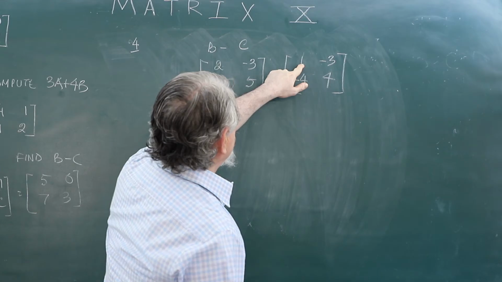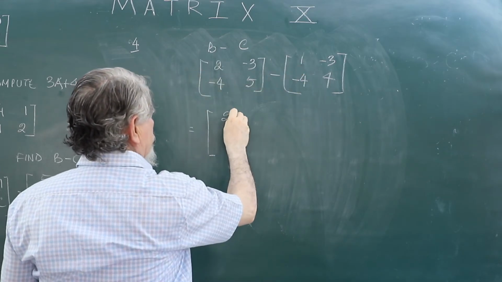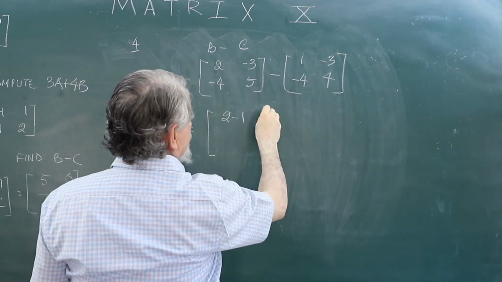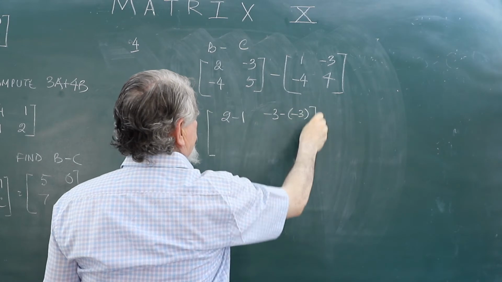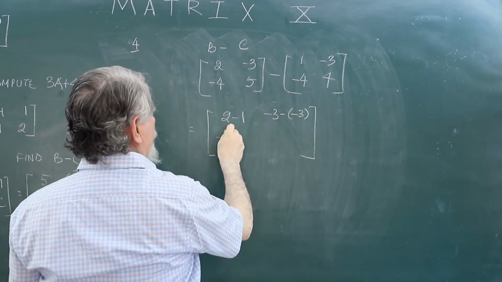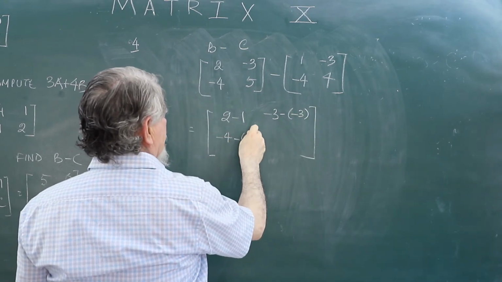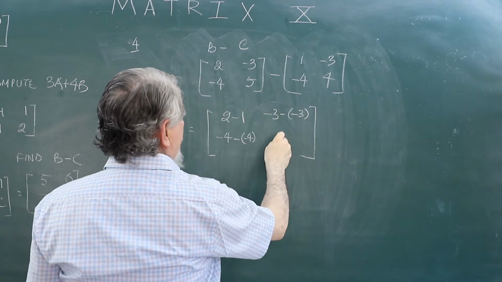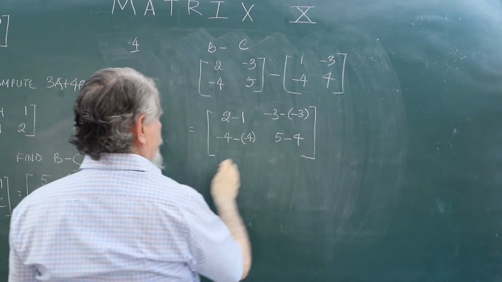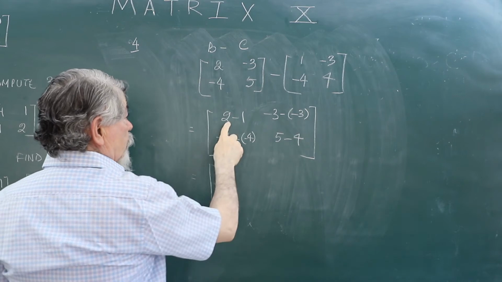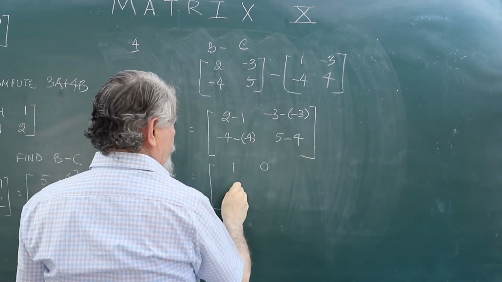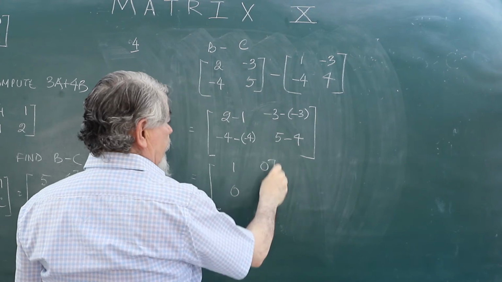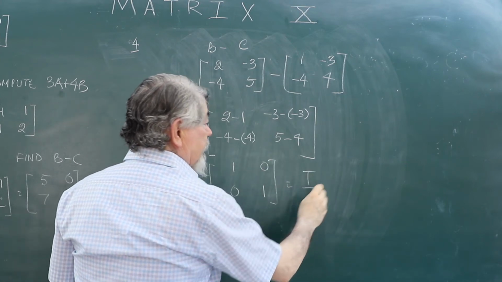2 minus 1, minus 3 minus 3, minus 4 minus 4, 5 minus 4. It will be 2 minus 1 is 1, minus 3 plus 3 will be 0, this will be 0, this will be 1. This is an identity matrix.